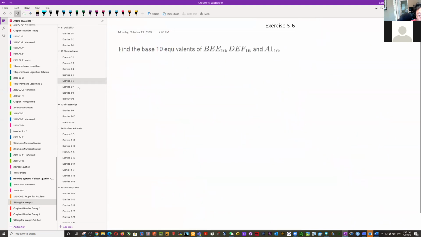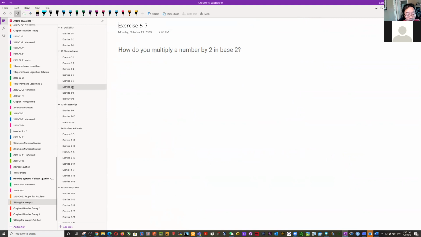Okay, so let's keep on going. This is actually an interesting question. How do you multiply a number by 2 in base 2? You can expand the problem. How do you multiply a number by 3 in base 3? How do you multiply a number by 4 in base 4? How about you multiply a number by 10 in base 10? If you reach the last question, it's very easy. When you multiply a number by 10 in base 10, it's just adding a 0.